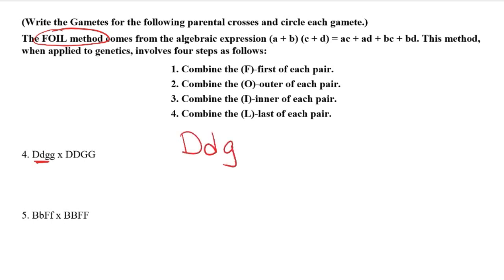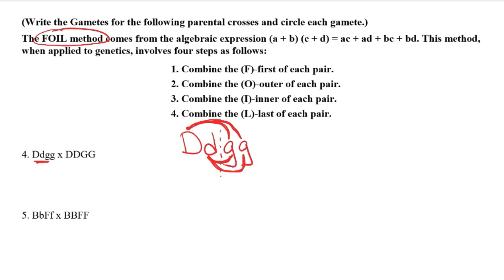Okay, so D's, that's my first trait, and here's my second trait, just like we were doing before with our parents. So if I'm doing the first pair, and I draw an imaginary line between these 2 traits, first, third, and then it's going to do the outer pair, first and last, and then the inner pair and the last pair. FOIL.